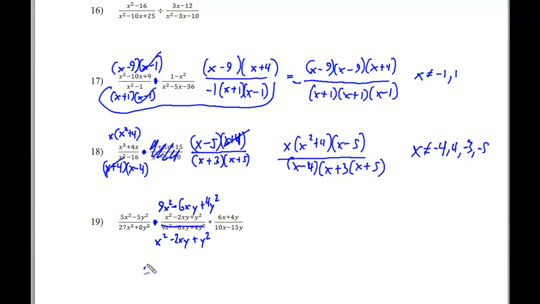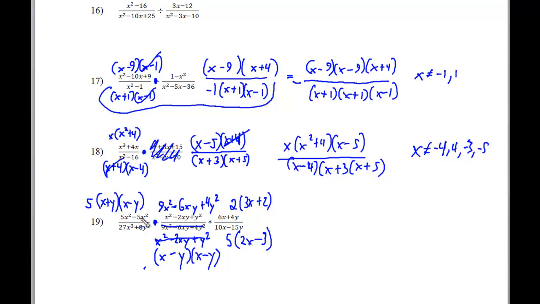I should probably factor this while I'm at it. So for example, this becomes x minus y, x minus y. That's this factored out. This up here in the corner, I'm going to factor out a 2, so it becomes 3x plus 2. I'm going to factor out down here a 5, so this becomes 2x minus 3. Over here, this 5x squared minus 5y squared, I'm going to factor out a 5 and go x plus y, x minus y. And that's because of the difference of squares.